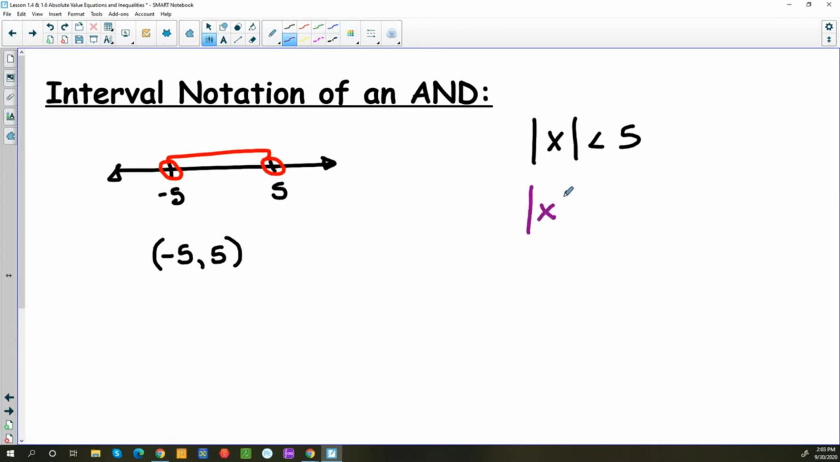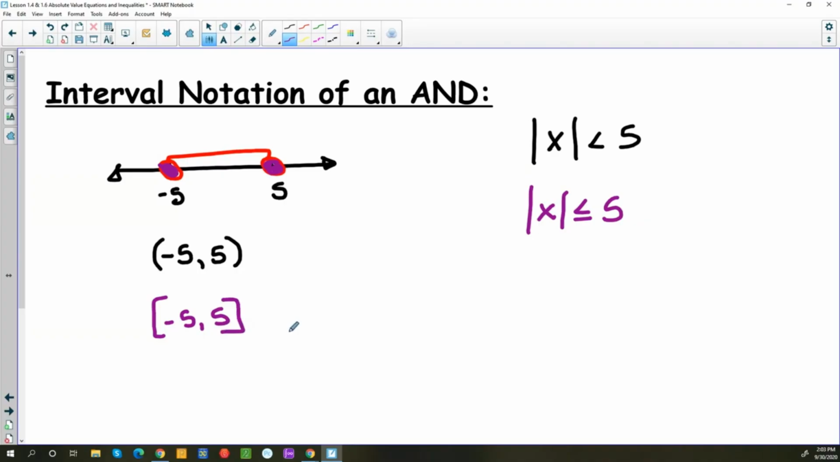Again, another hypothetical, if we were to have a less than or equal to 5, we would have filled in circles instead of open circles. And we would have brackets for interval notation instead of parentheses.